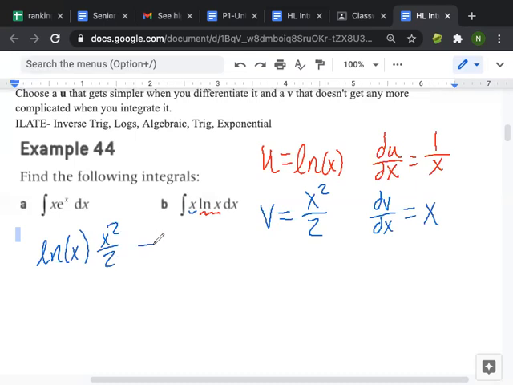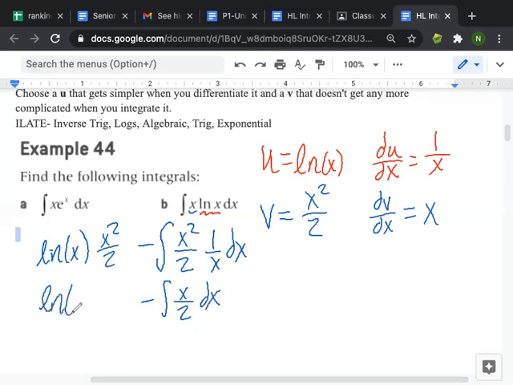minus the integral of x squared over 2 times 1 over x dx. And I can simplify that. This would become minus the integral of x over 2 dx. And that simplifies.